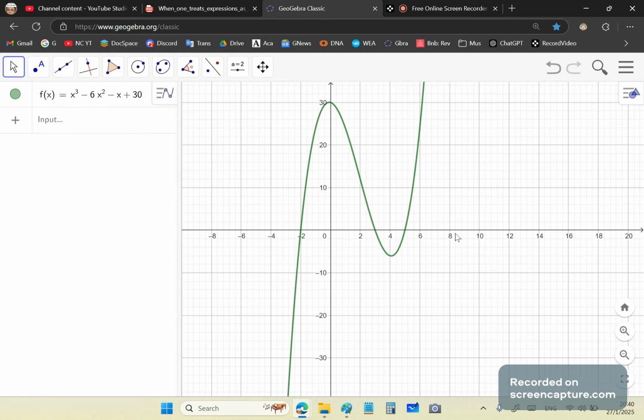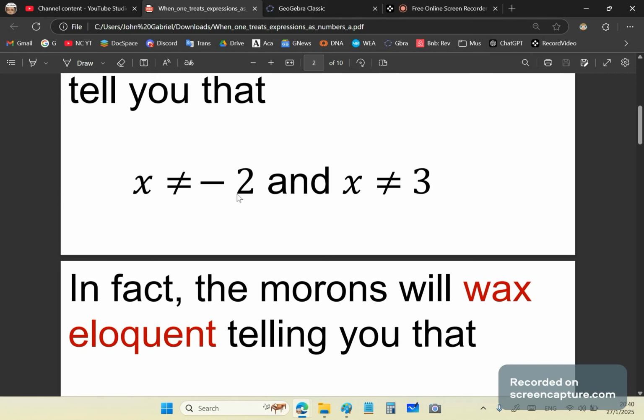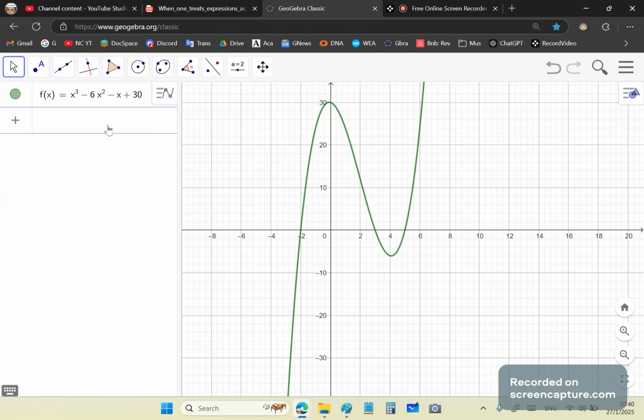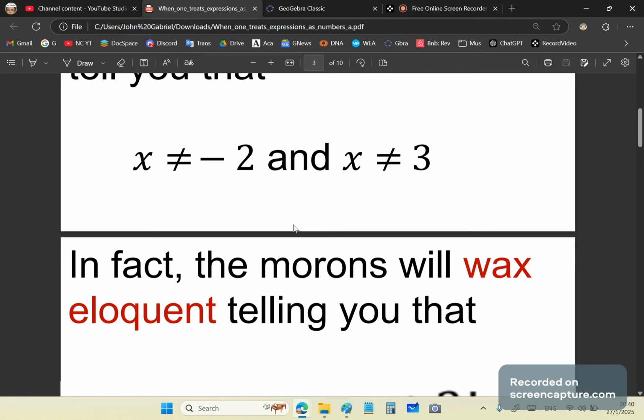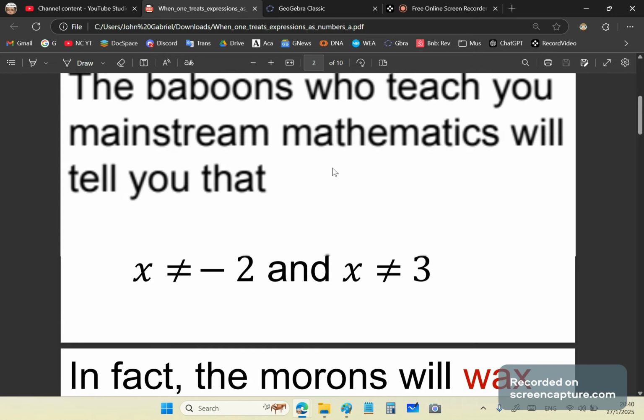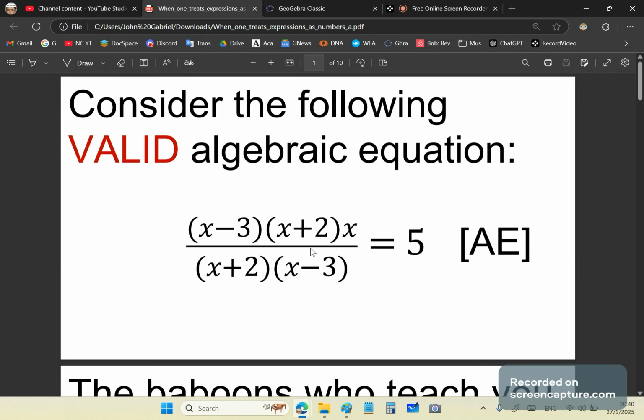And the fools, who are your teachers, will tell you that x is not equal to minus 2 and 3. So let's see. F of minus 2 is 0. So it has a solution. And F of 3 is also 0. So it has a solution. You see, look there. There's a solution there and there. So obviously what they're telling you is a load of nonsense, because when you treat expressions correctly like this one, you're not going to end up with garbage.